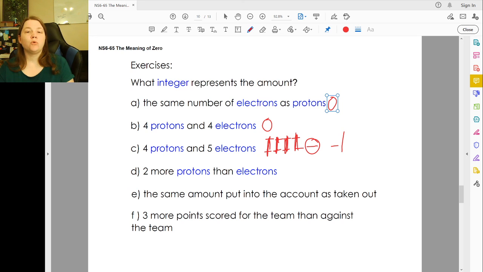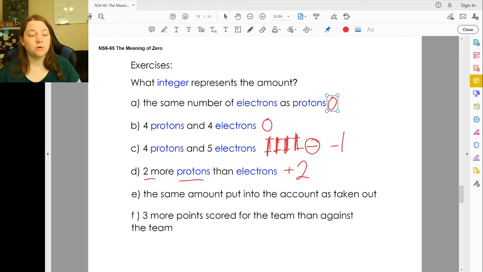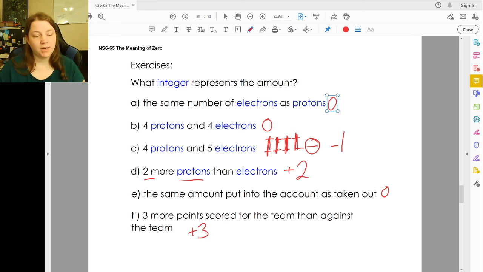If there are 2 more protons than electrons, we don't have to draw the picture. I know that there are 2 more protons, so the charge is +2. If there's the same amount put into the account as taken out, the charge is 0. And if 3 more points are scored for the team than against the team, that means we're ahead by 3. Hooray!